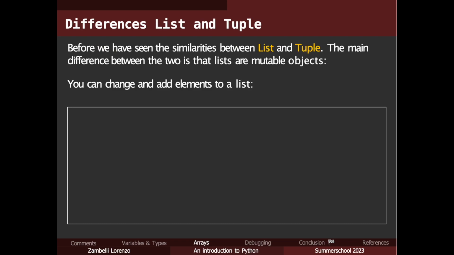Difference between lists and tuples. So we have seen the similarity between the two, and the main difference, as we have seen already, is that tuples are immutable objects while lists are mutable, which means that we can change the elements of a list. But how can we do that?